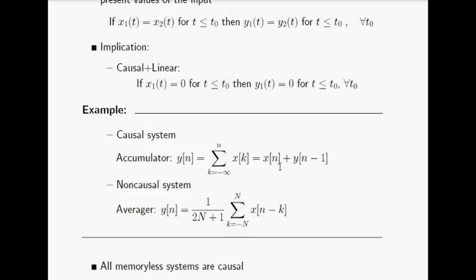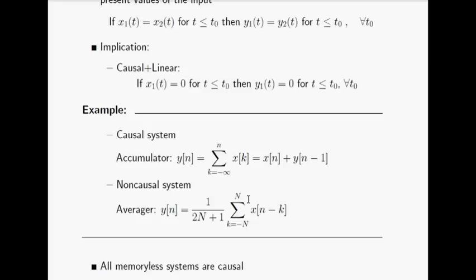Okay, so now let's see an example of a non-causal system. y of n equals 1 upon 2n plus 1, then summation k equal to minus n to n of x of n minus k. Here you can see that if this was limited to minus n to 0, then I could have said that this averager function depends on past and present input only, but since it goes from minus n to n, it depends on future input values also.